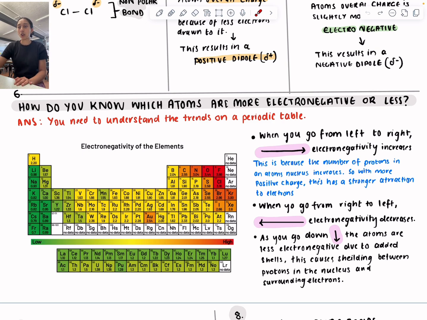And that's why as you go down, you kind of increase in electronegativity, but also decrease in comparison to the top right. I've also stated that if you go from left to right, you decrease in electronegativity because you're decreasing in the number of protons and you have less shells as well.